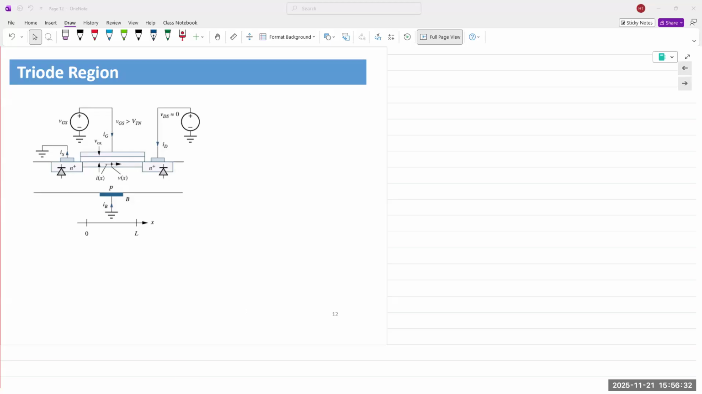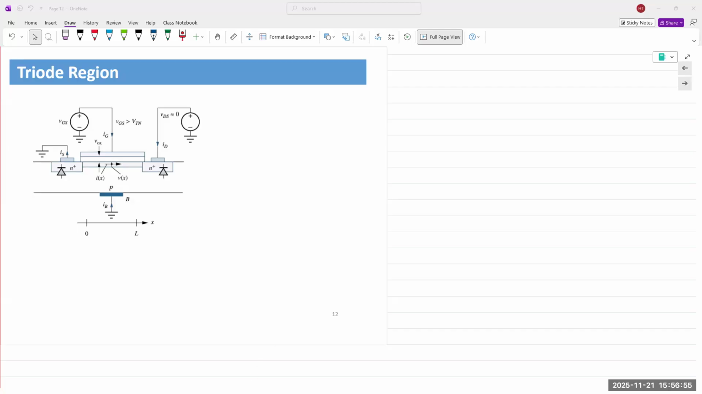So I already spoke about enhancement mode versus depletion mode MOSFET. This is enhancement mode, which means the channel must be enhanced. In depletion mode, the channel already exists. We must apply a voltage to actually deplete it or shut the channel off. Okay, so these are enhancement mode MOSFETs.